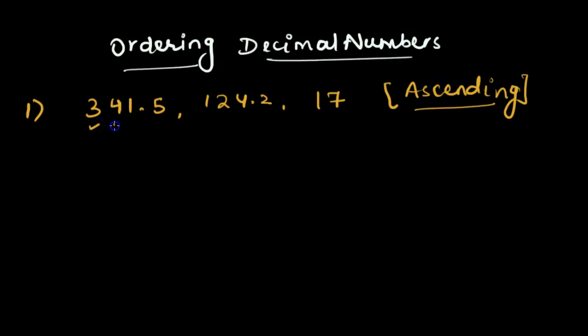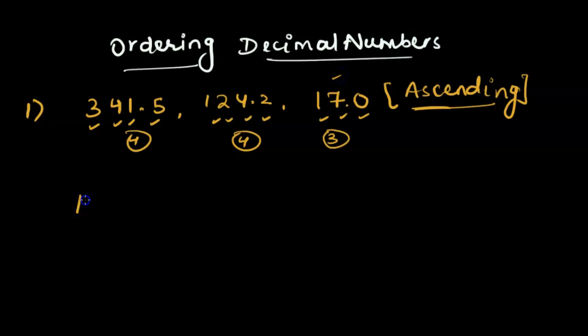So first we count the number of digits: 1, 2, 3, 4 digits in the first number, 1, 2, 3, 4 digits in the second number. And here we have 2 digits. We see these numbers are with decimals and this number is without decimal. Please make sure you put a decimal and 0 after the decimal. Now they look alike. So this is a 3-digit number. Because we have to arrange it from least to greatest, ascending order is least to greatest, we'll put this first. So this would be 17.0.